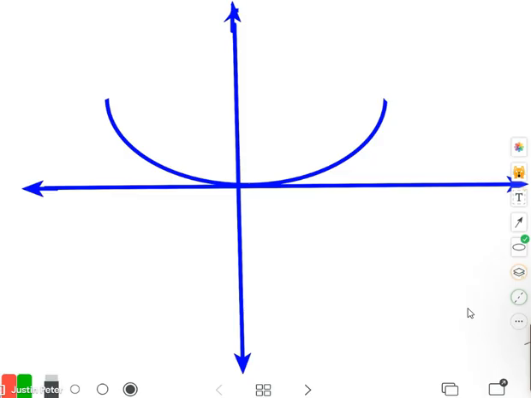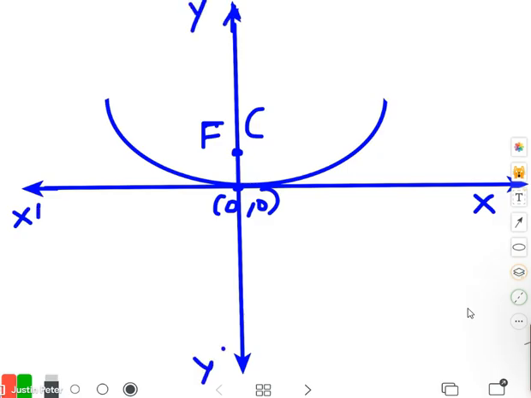Let's consider a parabola whose vertex is at the origin. I have F, the focus here, where this is the origin 0, 0. This is your x-axis, x dash, y dash. Now the x-coordinate of the focus is on the y-axis, so it's going to be 0. Let this distance be b, so it will be 0, b or 0, a. If you want to keep it as a, call it a itself.